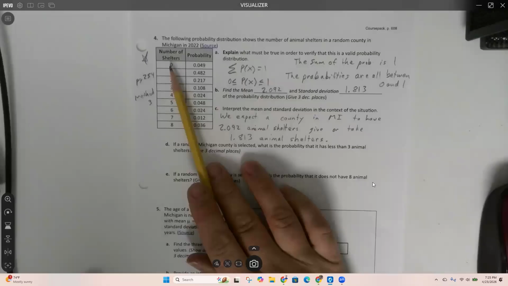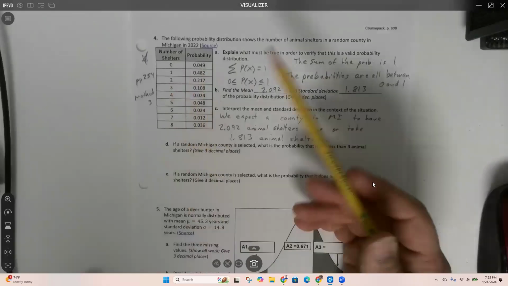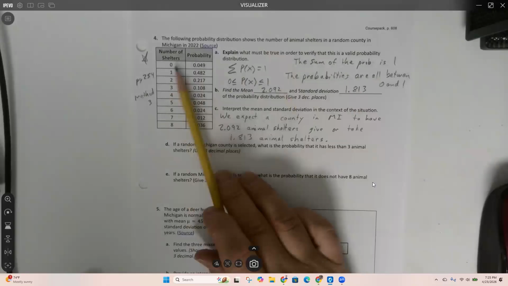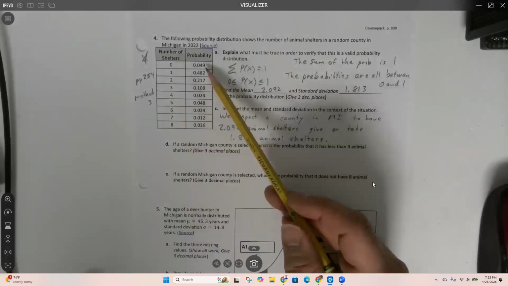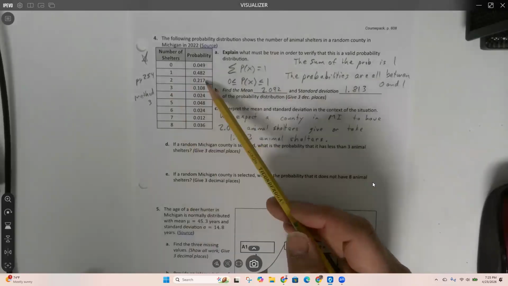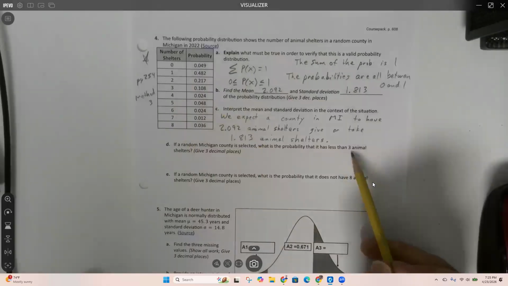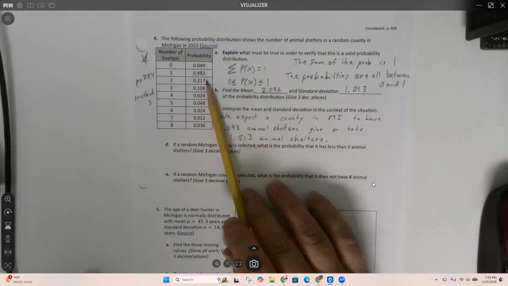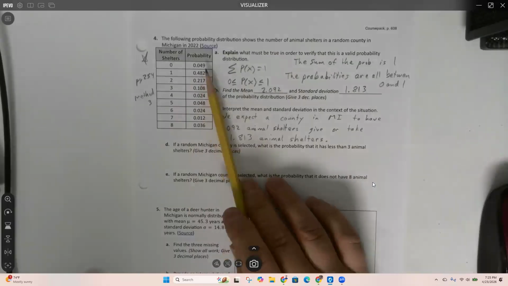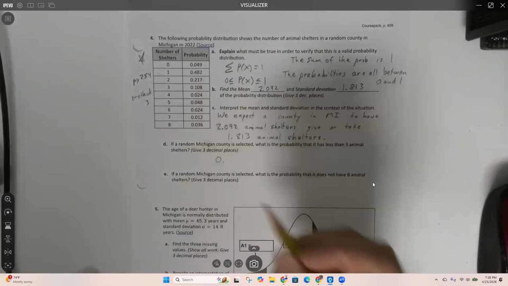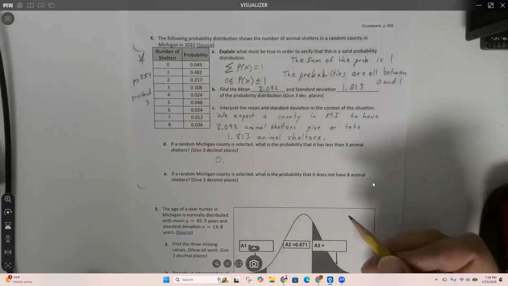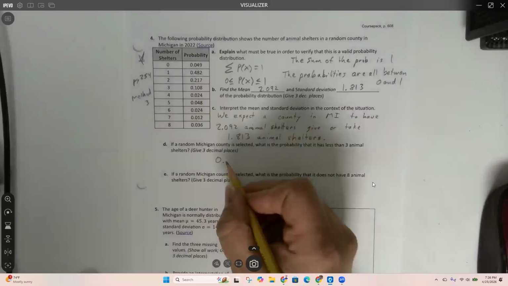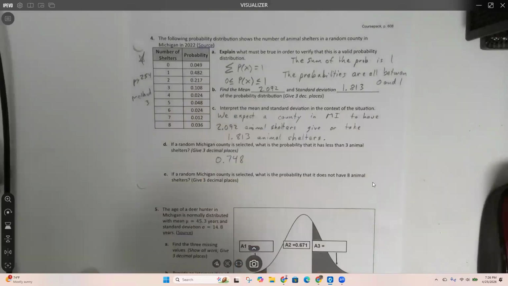Apparently there's some counties that have 0 animal shelters. It's probably like up in the UP maybe. So add up these 3 numbers. If this had said at most 3, then that would be 3 or less. But yeah, so add those up. Tell me what you get. Zero point 748. All right.